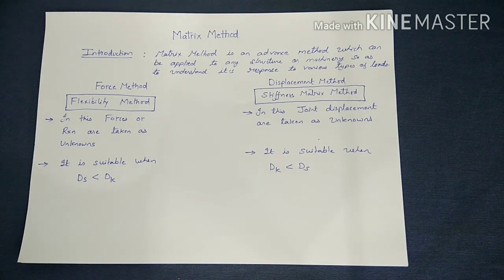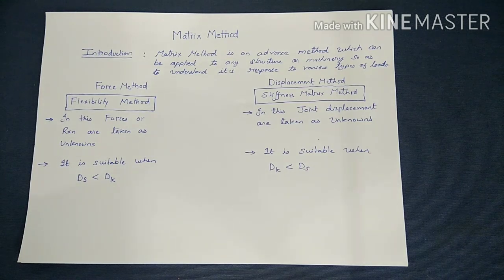Flexibility method is a force method, whereas stiffness matrix method is a displacement method. In flexibility method, forces or reactions are taken as unknowns, but in stiffness method, joint displacements are taken as unknowns. Flexibility method is suitable when static indeterminacy is smaller than kinematic indeterminacy, whereas stiffness matrix method is suitable when kinematic indeterminacy is smaller than static indeterminacy.